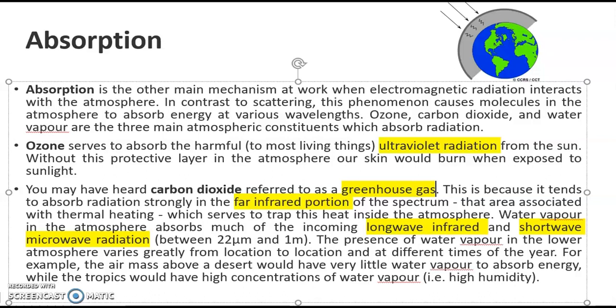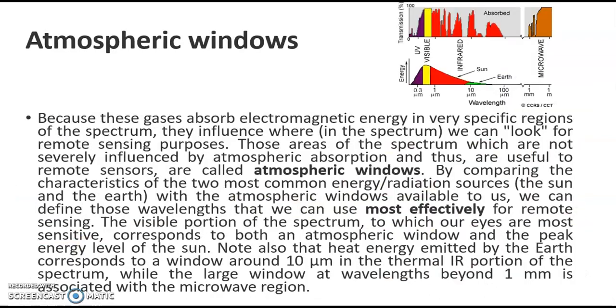Exactly using this knowledge, we try to find out which part of the spectrum can be used in getting information. That is actually called atmospheric windows. You know the gases will absorb electromagnetic energy in very specific regions. They will influence the spectrum. So we can look out for these particular interactions for remote sensing purposes.